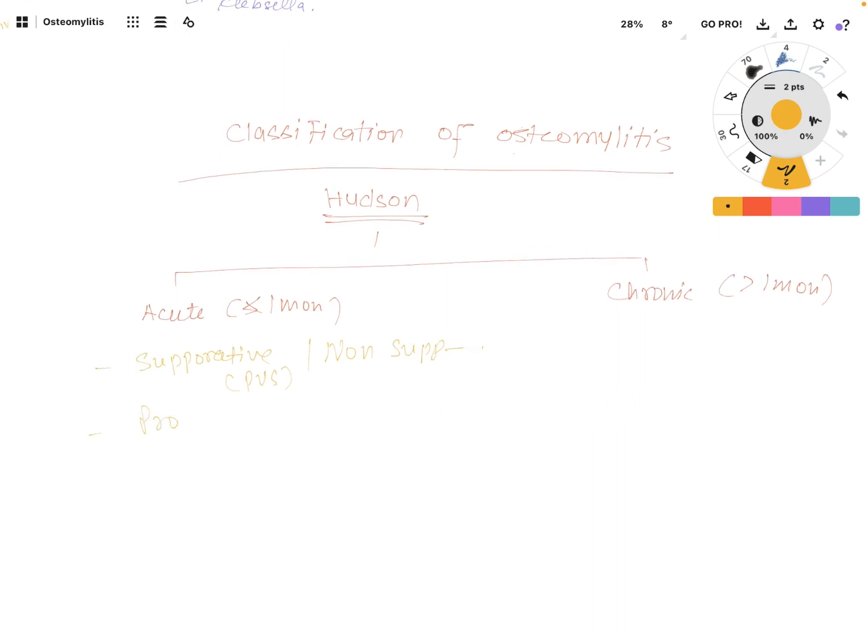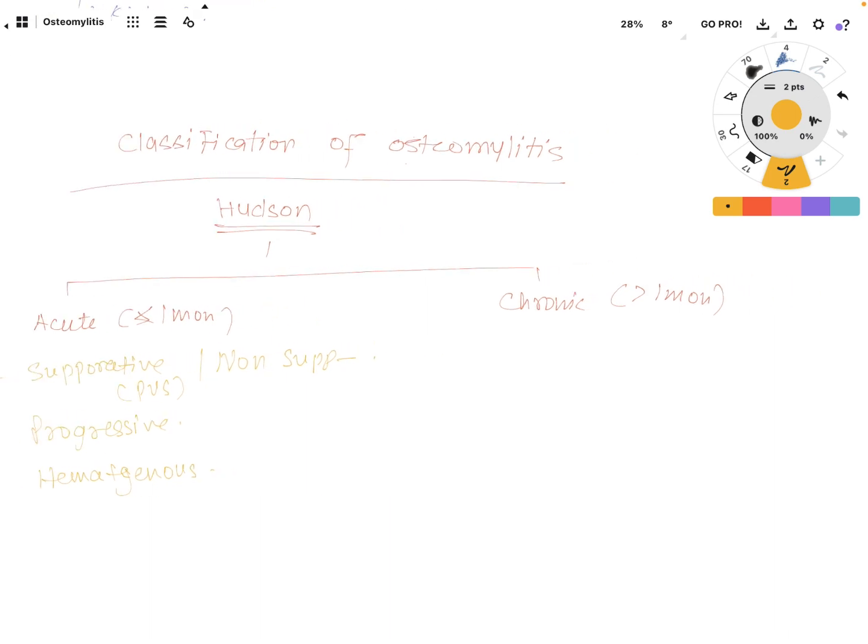There is another one, progressive osteomyelitis, and there is hematogenous osteomyelitis. Then there is another variant which is the primary chronic osteomyelitis, in chronic osteomyelitis, right? And there is Garre's osteomyelitis, correct? In this also there is suppurative osteomyelitis and non-suppurative osteomyelitis.